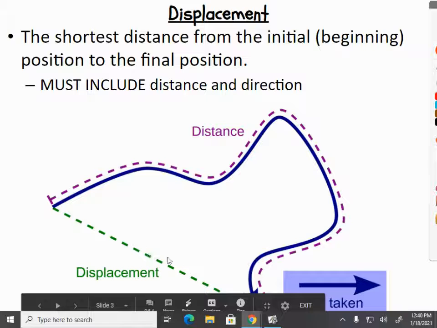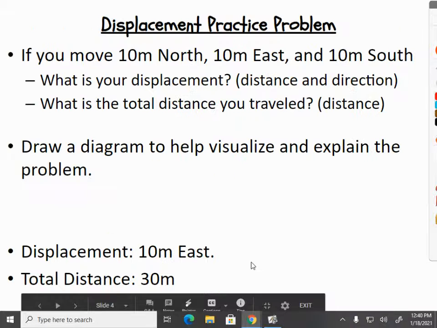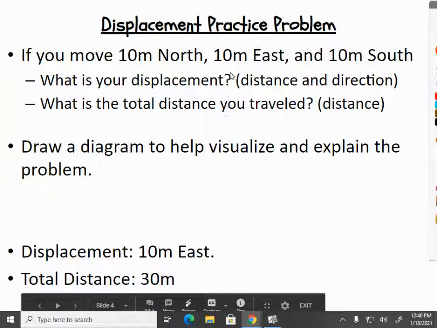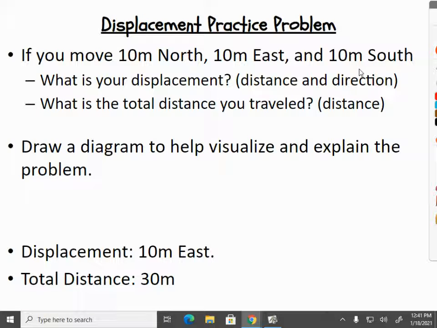So that's going to show me where I'm going. Displacement is the farthest that you can go. Distance is the route that you have to take to get there. Now, if we're doing practice, what we're going to do is I move 10 meters north, 10 meters east, and then 10 meters south.